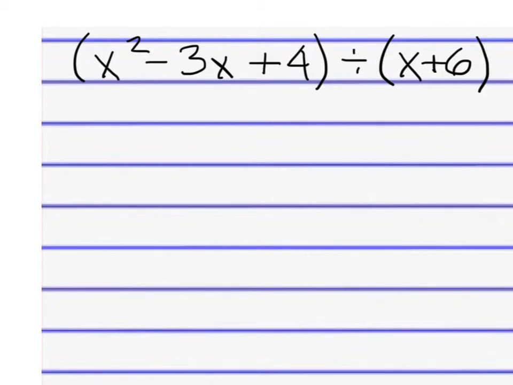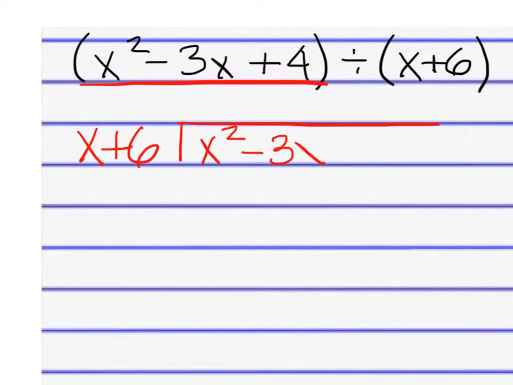The next problem is the quantity of x squared minus 3x plus 4, close the quantity, divided by the quantity of x plus 6. So write it like this. X plus 6 divided into this quantity, and make sure it's in descending powers of x when you put it in there. X squared minus 3x plus 4.